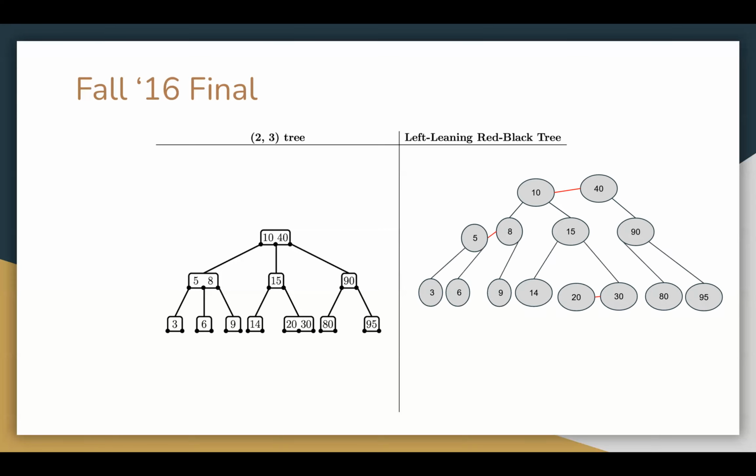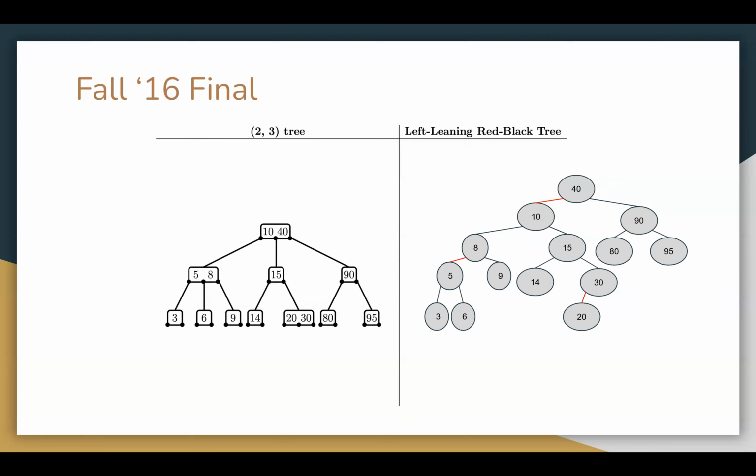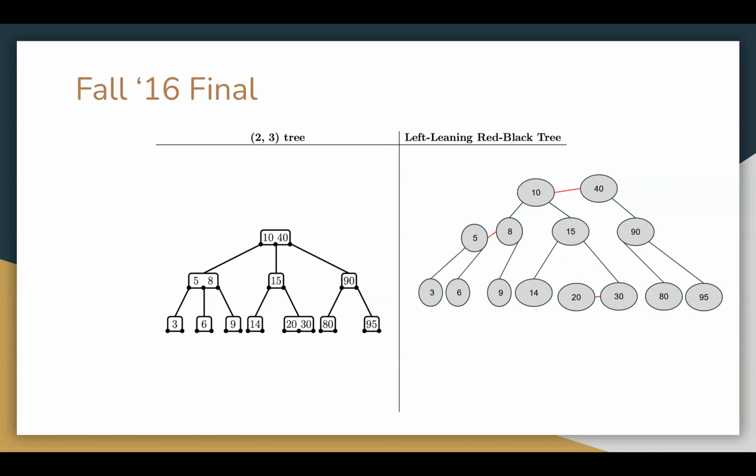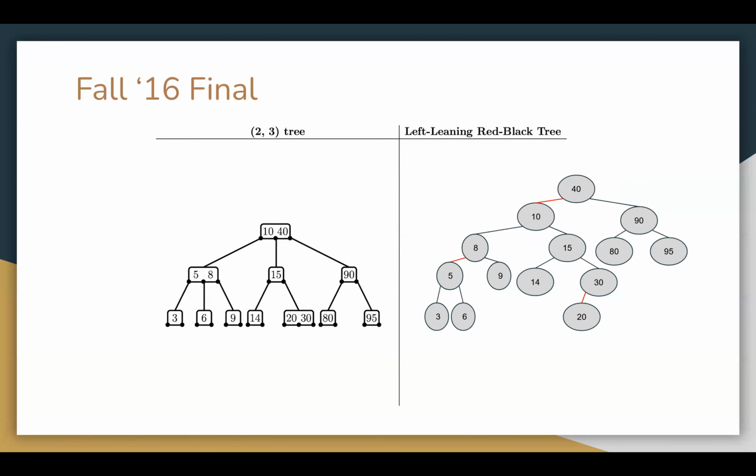And then lastly, the last level looks like this, where we have 3 and 6, 9 to the right of 8, 20 and 30. The 2-item node is connected with a red link there. And then we can reorganize this a little bit, get rid of the horizontal lines, and this is how it looks in red black. I'll give you guys a little bit of time to look at this and compare it to your answer.